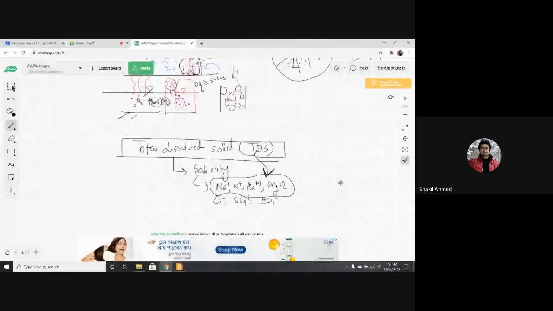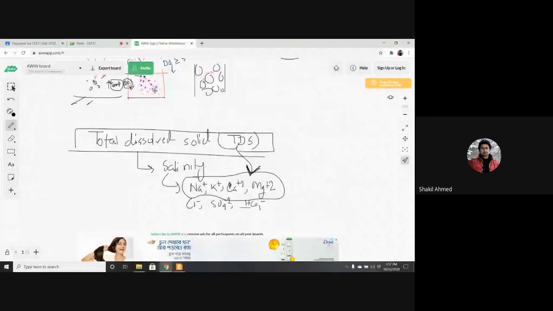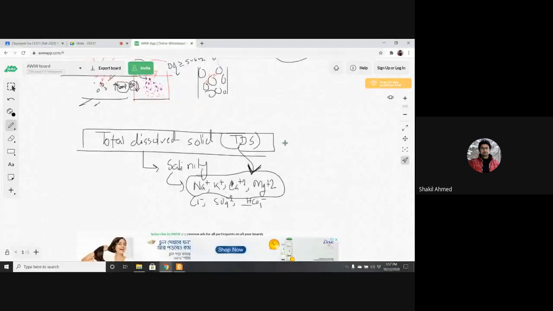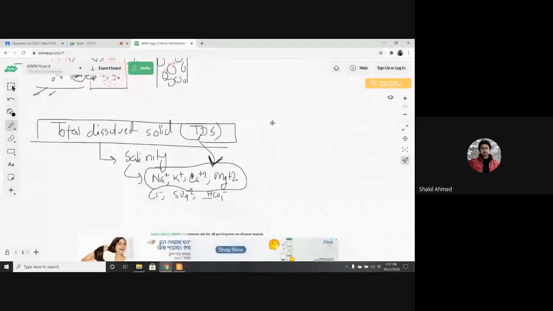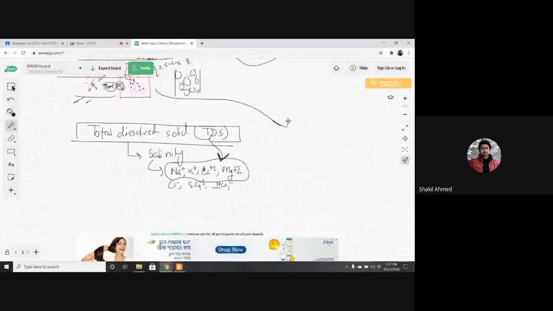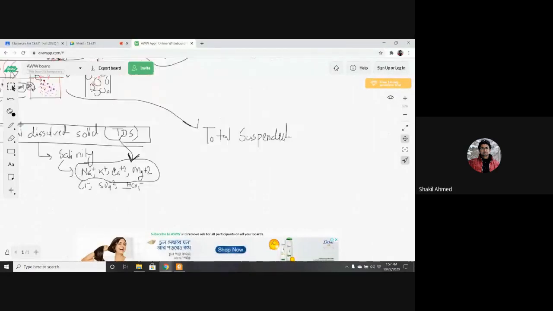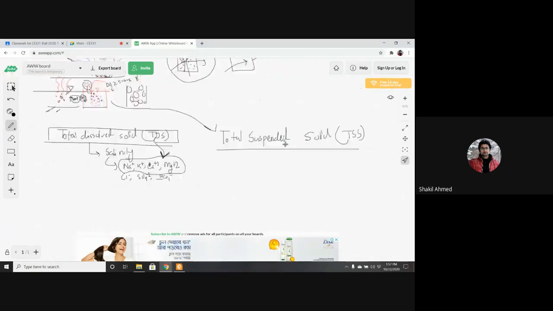Now there are other types of solids. For example, this turbidity. The turbidity is not dissolved. It is suspended, right? Yes, sir. So this is called suspended solid. Total suspended solid. We call it TSS. Clear?